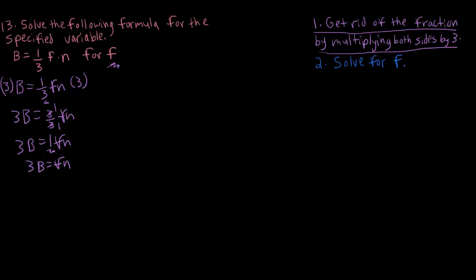And then step 2, we just need to solve for f. So to get f by itself, we just divide both sides by n. We end up with 3b over n equals f, or f equals 3 capital B over n.